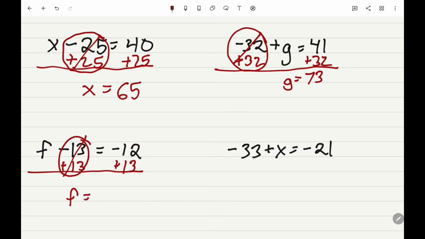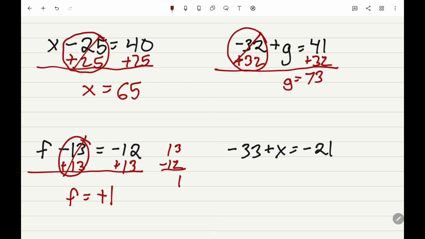So we have f is equal to negative 12 plus 13. What we're going to do is subtract. So we have 13 minus 12, and that gives us 1. So we know it's going to be a 1. And then we see which one has a greater absolute value, if it's the 12 or the 13. And since it's the 13, our answer is positive.